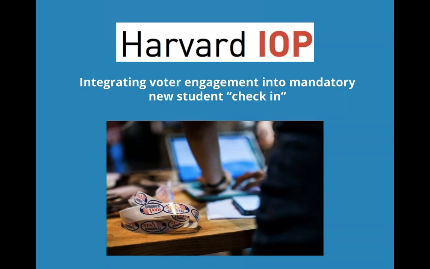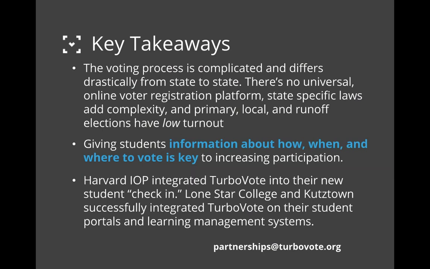So just for some key takeaways up next. As you've seen, the voting process is really complicated and differs a lot from state to state. Unfortunately, there's no universal online voter registration platform, and state-specific laws add a lot of complexity, and primary, local, and runoff elections have very low voter turnout. So giving students information about how, when, and where to vote is really key to increasing democratic participation amongst such a key demographic.